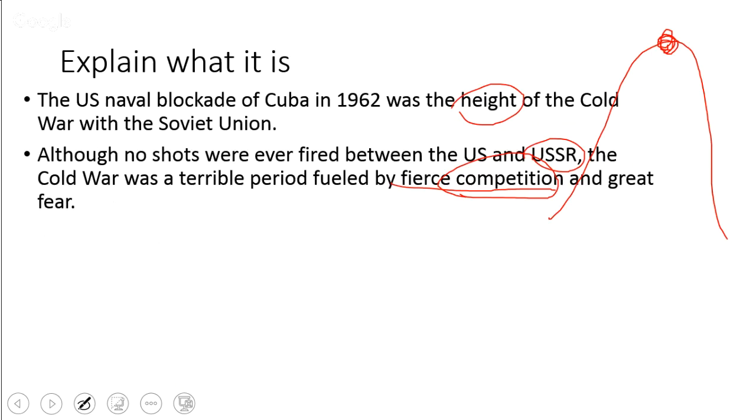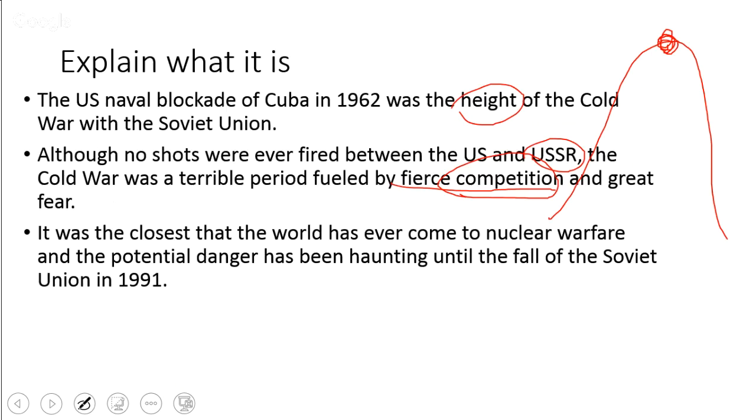Because the Soviet Union has nuclear weapons, and so does the United States. Those two superpowers both have nuclear weapons. Just think about if they were really mad at each other and they were really throwing the weapons at each other. Whoo! We're just going back to the Ice Age. The Earth is going to be destroyed. So it was the closest that the world has ever come to nuclear warfare. And the potential danger has been haunting until the fall of the Soviet Union in 1991.